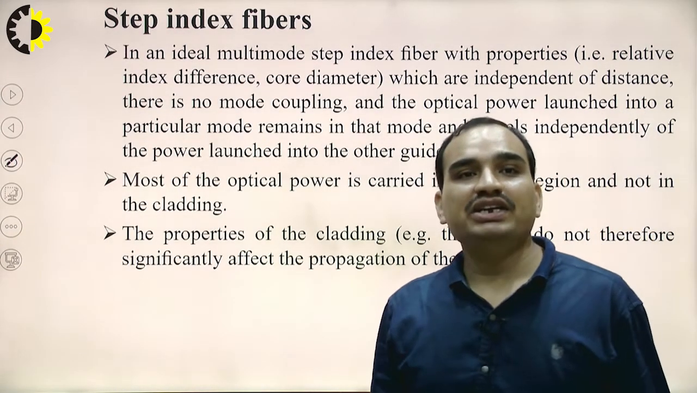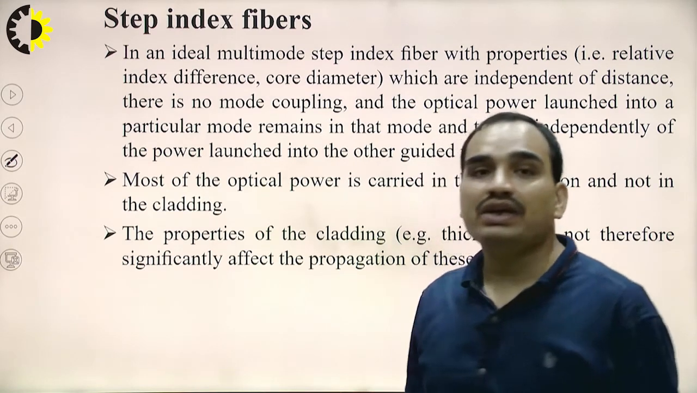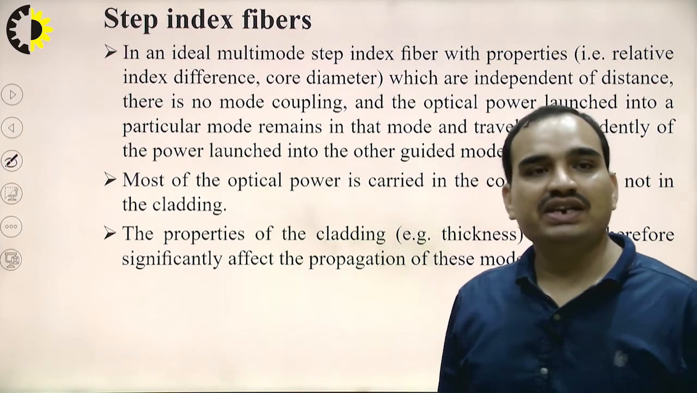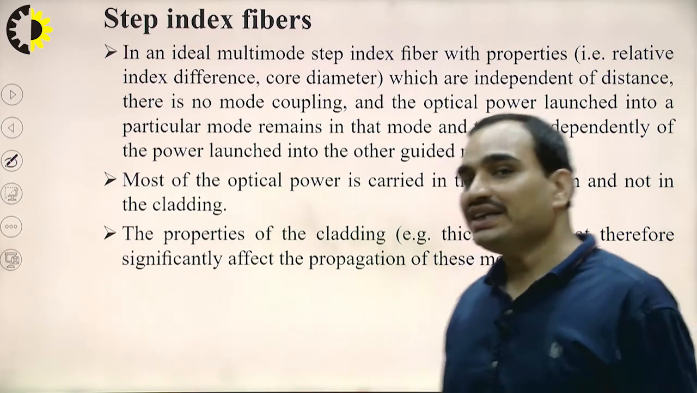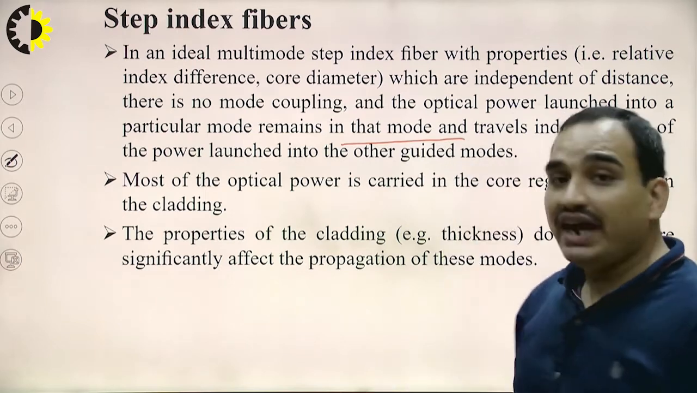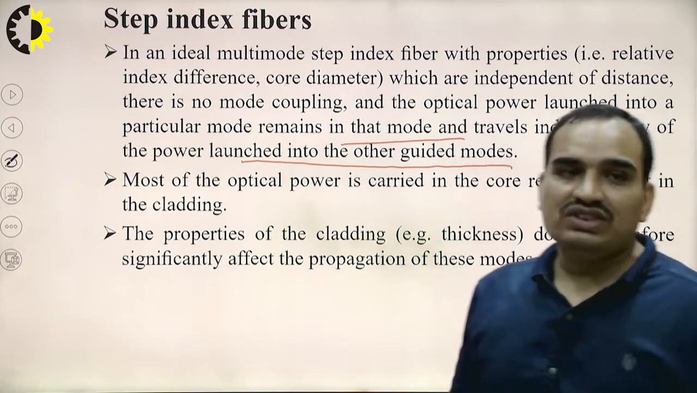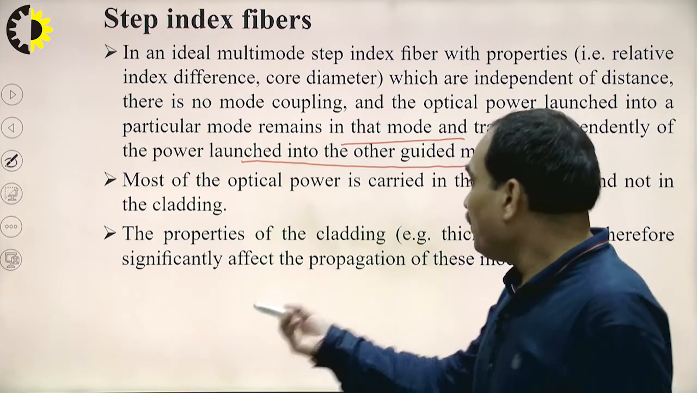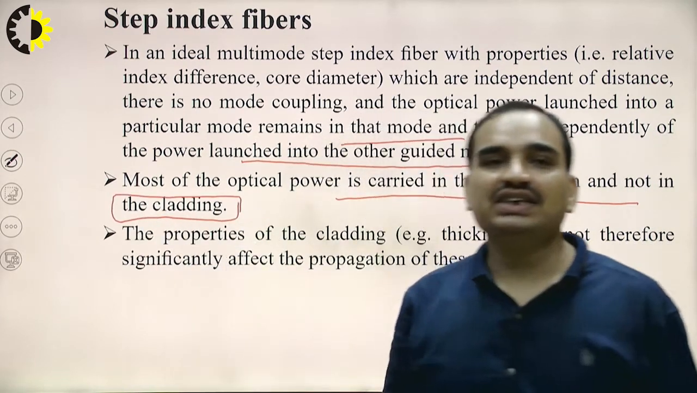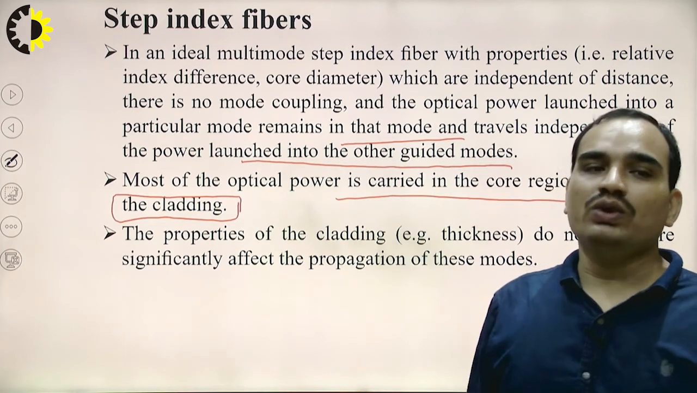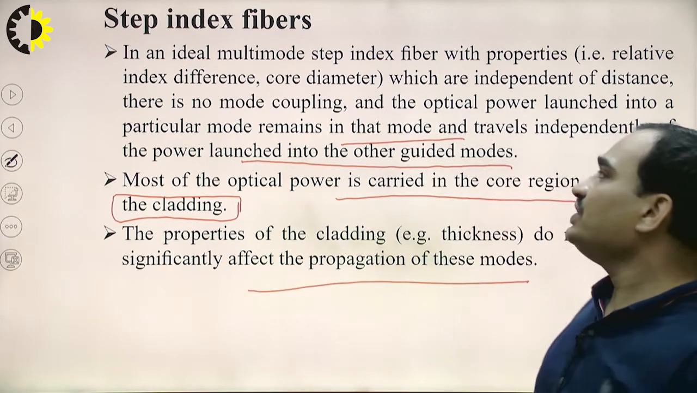So in an ideal multi-mode stepped index fiber with properties, that is relative index difference and the core diameter, which are independent of the distance, there is no mode coupling, and optical power launched into a particular mode remains in that mode and travels independently of the power launched into the other guided modes. So most of the optical power is carried in the core region, not in the cladding. So when we are talking about the ideal case, it is traveling only inside the core. So the properties of the cladding do not therefore significantly affect the propagation of these modes.